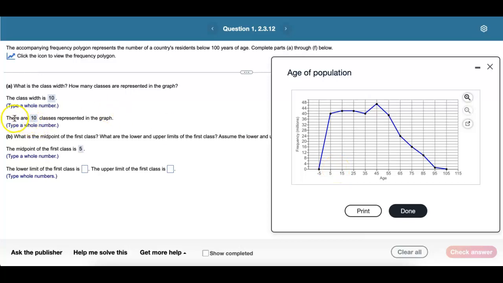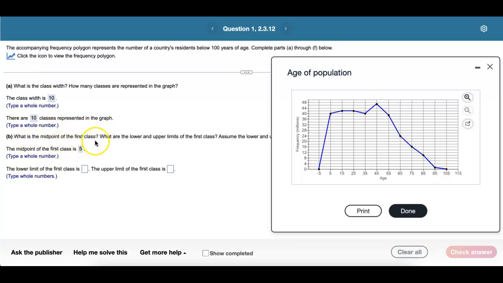For the next question, it asks how many classes are represented in the graph. For this, you would just count the number of midpoints, keeping in mind that a frequency polygon connects those midpoints back to the x-axis on both ends. So do not include these 2 points, the beginning point and the ending point. And you'll find that you have a total of 10 points in between those two.